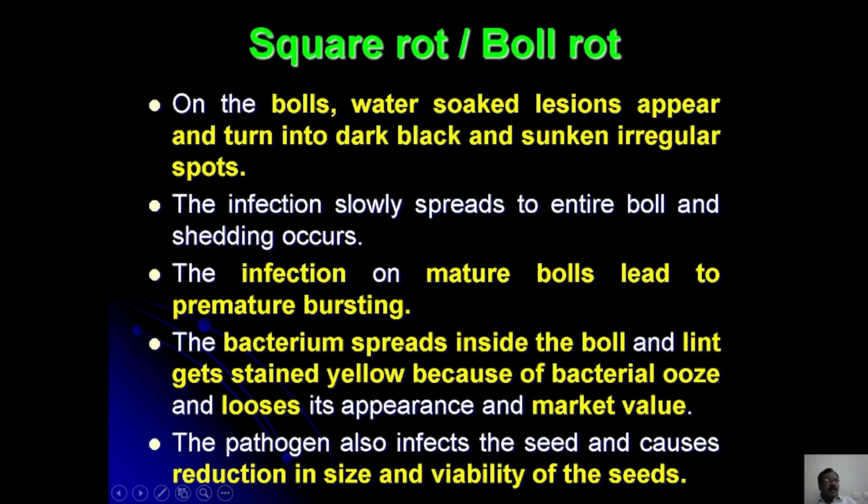And the final one is the square rot or boll rot. On the bolls, the pathogen is known to produce water-soaked lesions that turn dark black and then shrunken and later become irregular. The infection on the mature bolls leads to premature bursting of bolls. The bacterium spreads inside the boll and causes discoloration of lint or yellowing of lint due to development of bacterial oozes, which ultimately results in reduced market value.